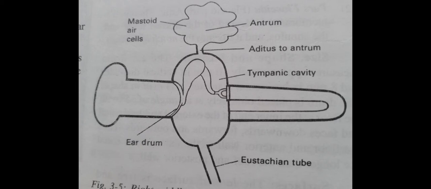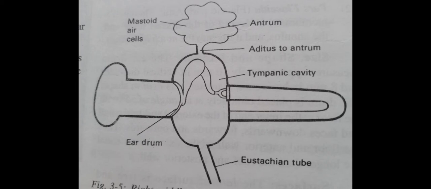The next one is called the incus or anvil. It has a body, a short process and a long process. The body articulates with the head of the malleus in the attic, the short process projects backward in the attic, and the long process projects downward behind the handle of the malleus and articulates with the head of the stapes. So this is the third bone, called the stapes or stirrup.